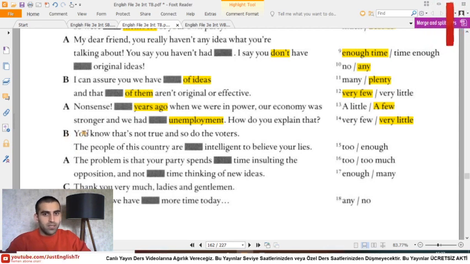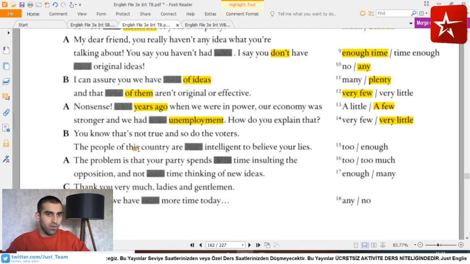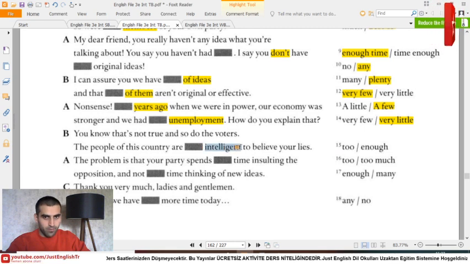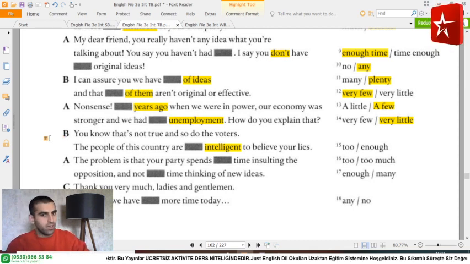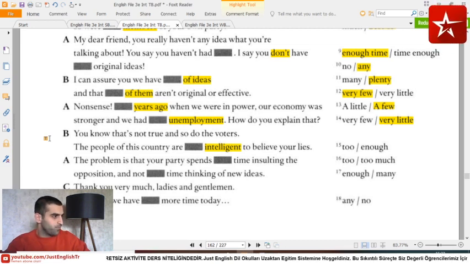You know that? How do you explain that? You know that it's not true, and so do the voters. The people of this country are too intelligent or enough intelligent. Intelligent, like smart.